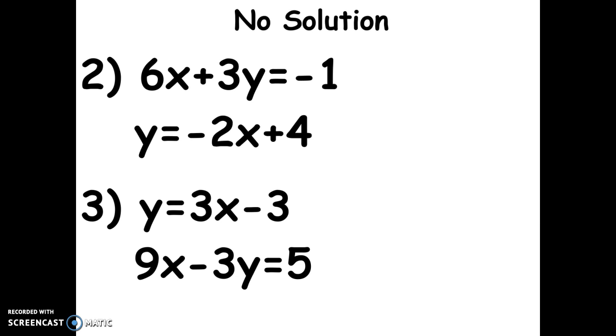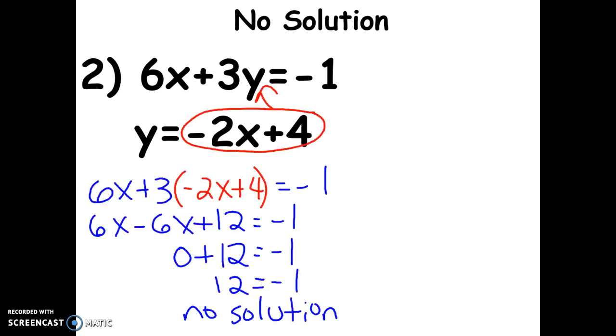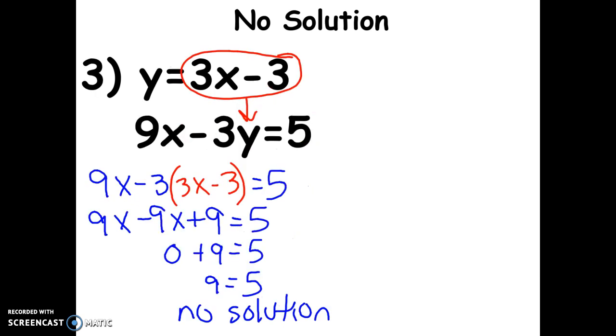All right, everyone should be done. So the answer to number 2, of course, is no solution. And the two numbers that you should have gotten is 12 equals -1. 12 does not equal -1, which is why we say no solution. Number 3, the two numbers you should have gotten were 9 equals 5. 9 does not equal 5, which is why we say no solution. Okay, so that is the last problem.